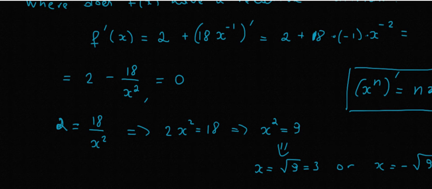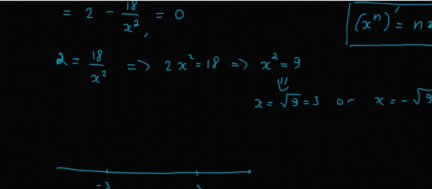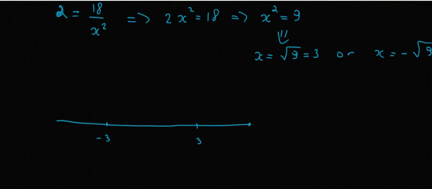In other words, for x equals 0, the derivative is undefined, and those points are also considered to be critical points, especially if the function is defined at that point. So let's add this extra point into our picture, 0.